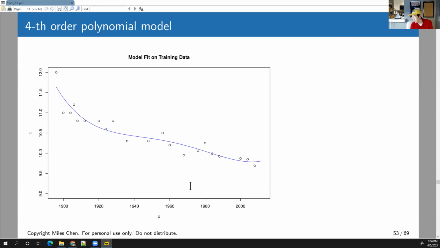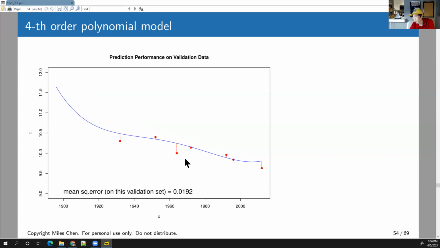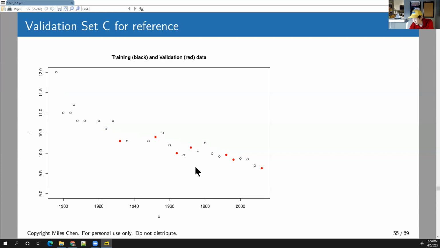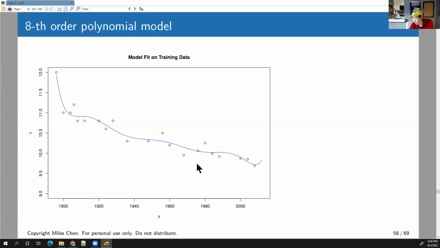I'm just going to keep going. Here it is for the 4th order polynomial, and we ask how well it fit. Looking only at the training data, it did a fairly decent job. When you put in the validation set, we start to see a little bit of error, but it doesn't seem terrible either. So far the fits, linear, quadratic, cubic, 4th order, seem okay. Here is an 8th order polynomial, and even that doesn't seem all that bad.